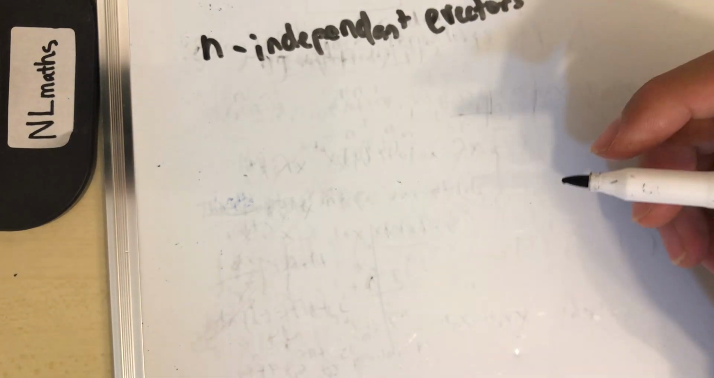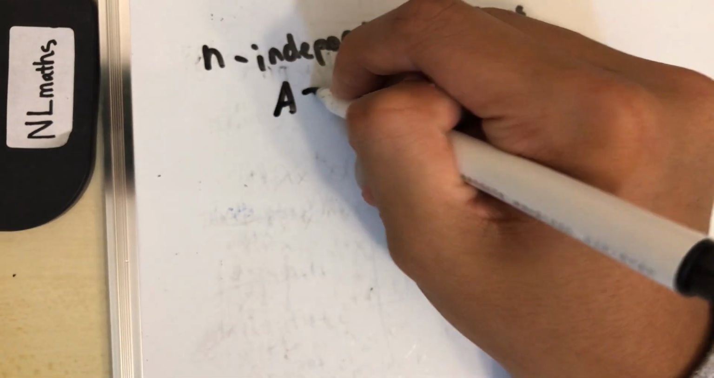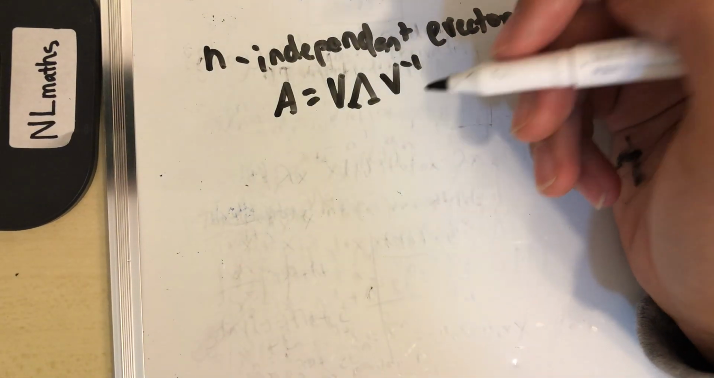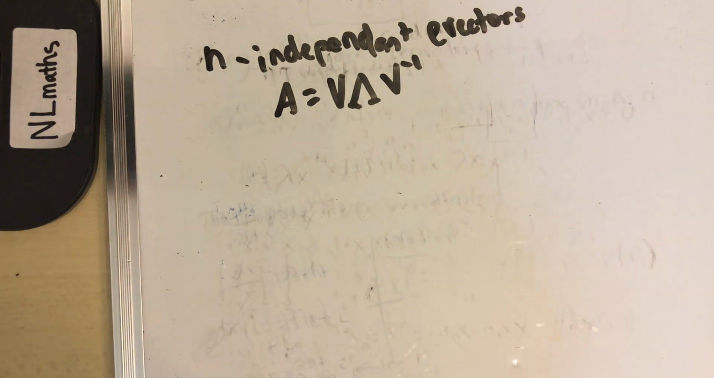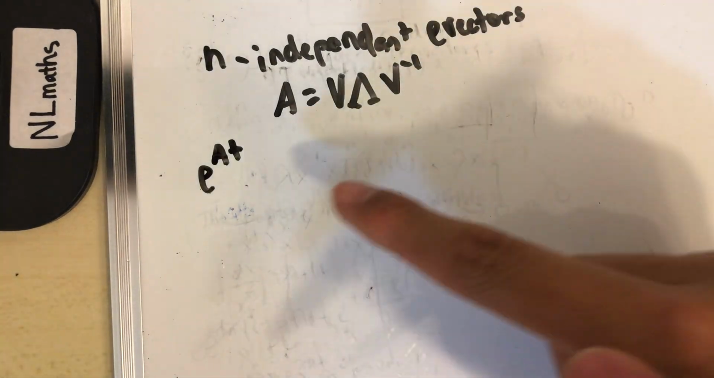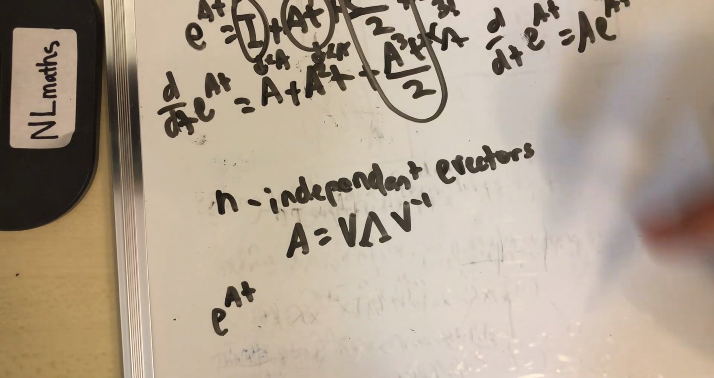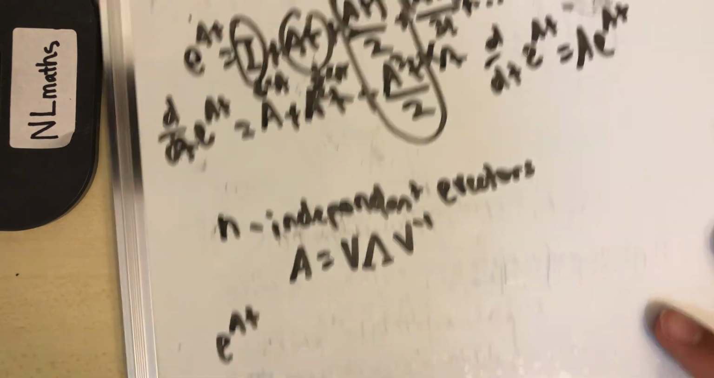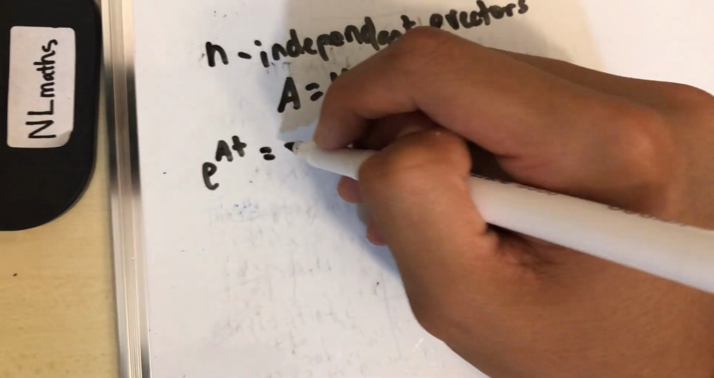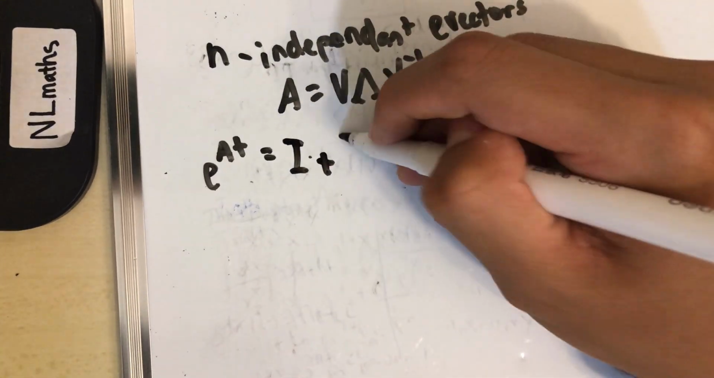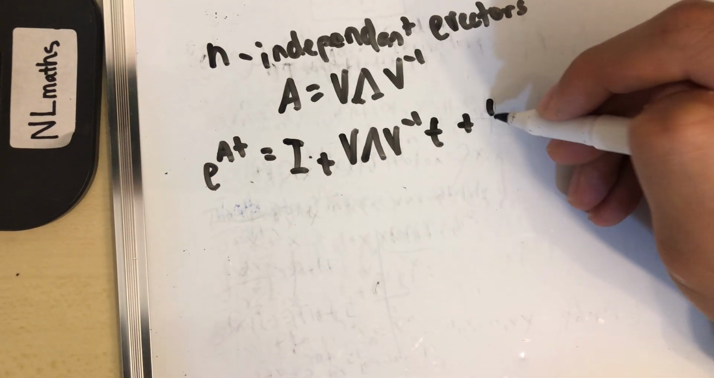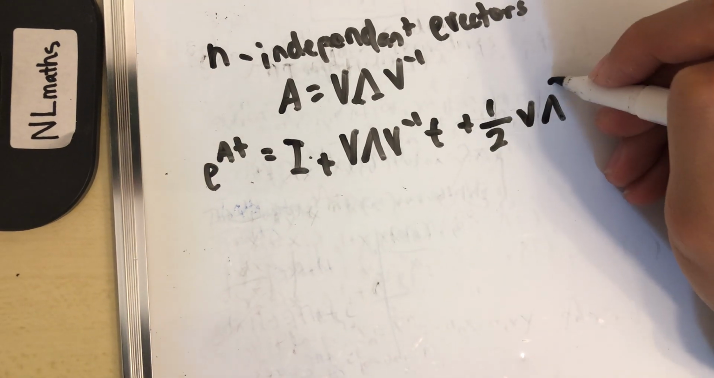We recall from just now that A equals V times lambda times V inverse. We remember that, don't we? And e to the At, if we sub in A as this into this Taylor expansion, then we're going to get e to the At equals I, identity, plus V lambda V inverse times t plus 1/2 times V lambda squared V inverse.